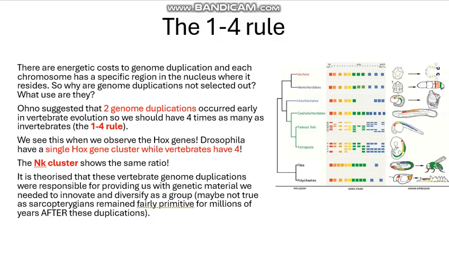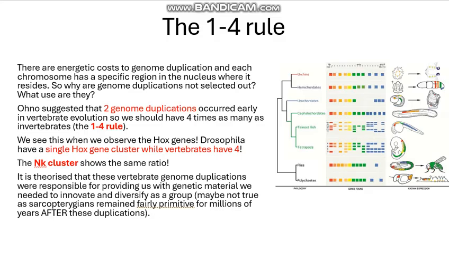More on genome duplication: there are energetic costs to genome duplication, and each chromosome has a specific region in the nucleus where it resides. So why are genome duplications not selected out, and what use are they? A scientist called Ono suggested that 2 genome duplications occurred early in vertebrate evolution, so theoretically we should have 4 times as many homeobox genes as invertebrates have, in a thing called the 1-4 rule.